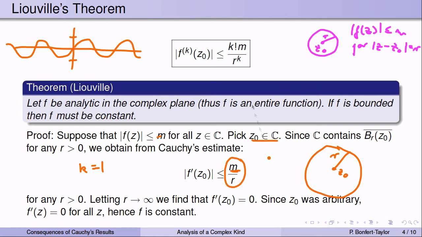Since z0 was an arbitrary point, we can repeat this at any other point in the complex plane and find that the derivative of f is equal to 0 everywhere. But an analytic function whose derivative is equal to 0 is a constant function. So if I have a function that is analytic in the entire complex plane and bounded, then it must be constant.